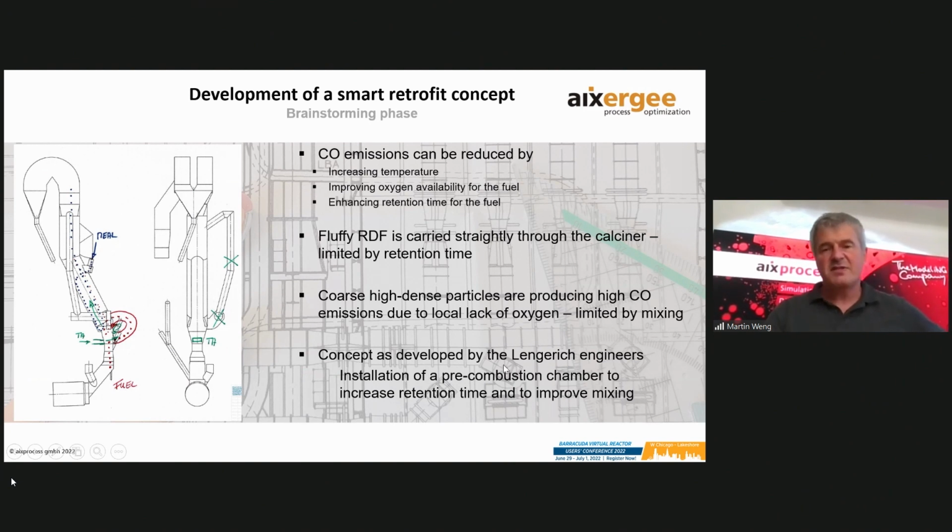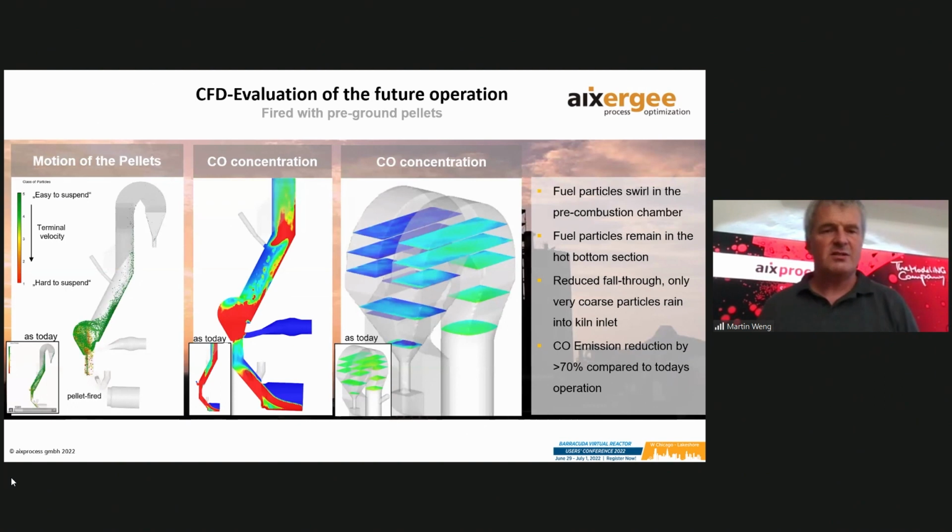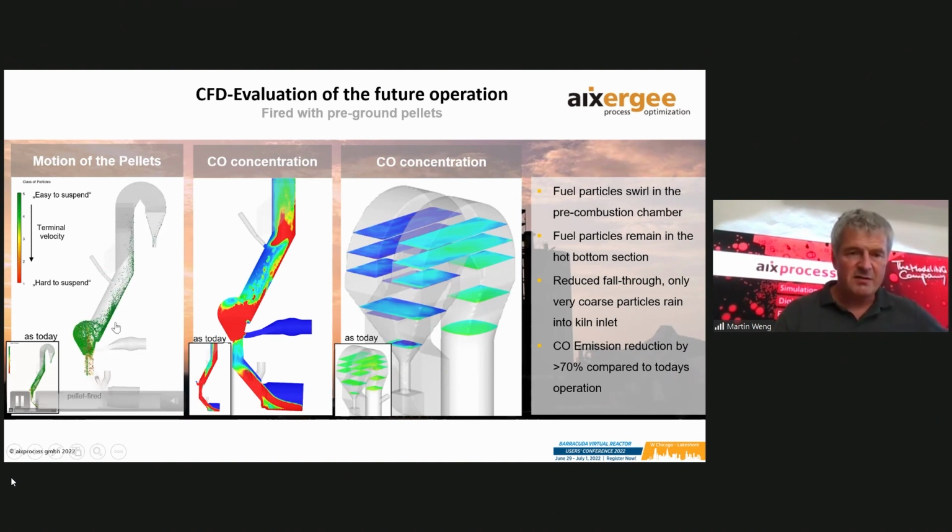So this concept was developed by the Lengerich engineers, of course, with a little support from our side. And okay, we have the simulation in hand. Now let's see what it does. Again, you see the particles moving, and you see here this humpback combustion chamber.